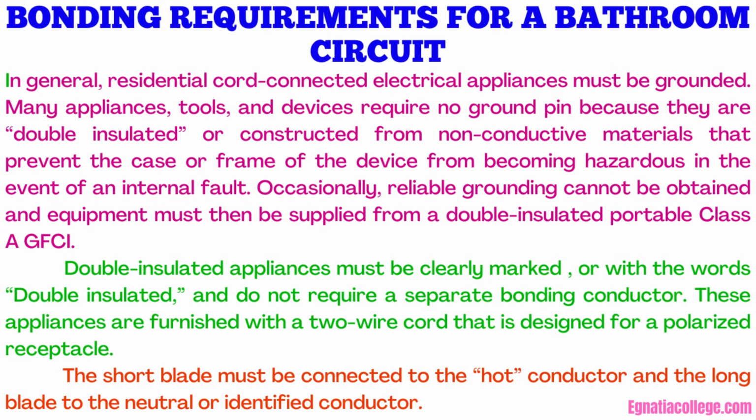Many appliances, tools, and devices require no ground pin because they are double insulated or constructed from non-conductive materials that prevent the case or frame of the device from becoming hazardous in the event of an internal fault. Occasionally, reliable grounding cannot be obtained and equipment must then be supplied from a double-insulated portable Class A GFCI. Double-insulated appliances must be clearly marked with the words double insulated, and do not require a separate bonding conductor.